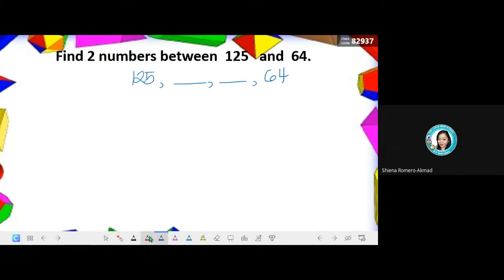Identify muna natin. Alin si A sub N? Alin si A sub K? And what is K? Mostly, ang K natin ay 1. Mostly, ha? Pero hindi ko sinabing all the time.